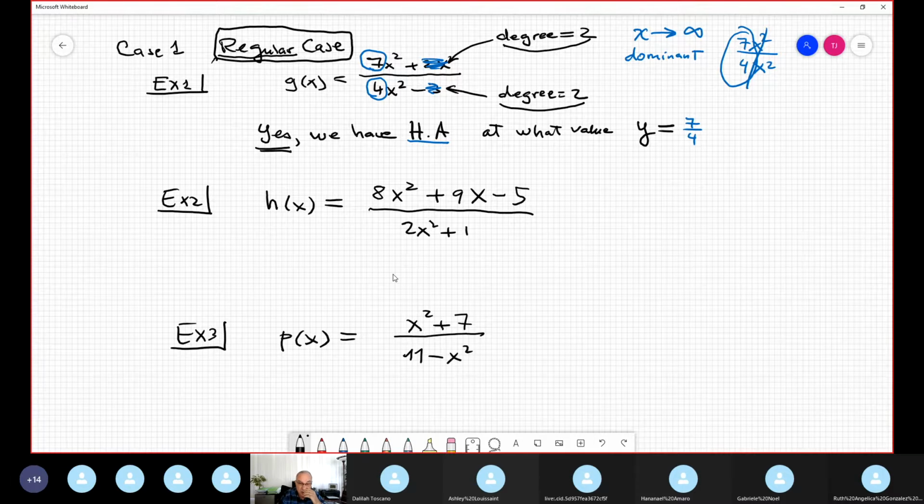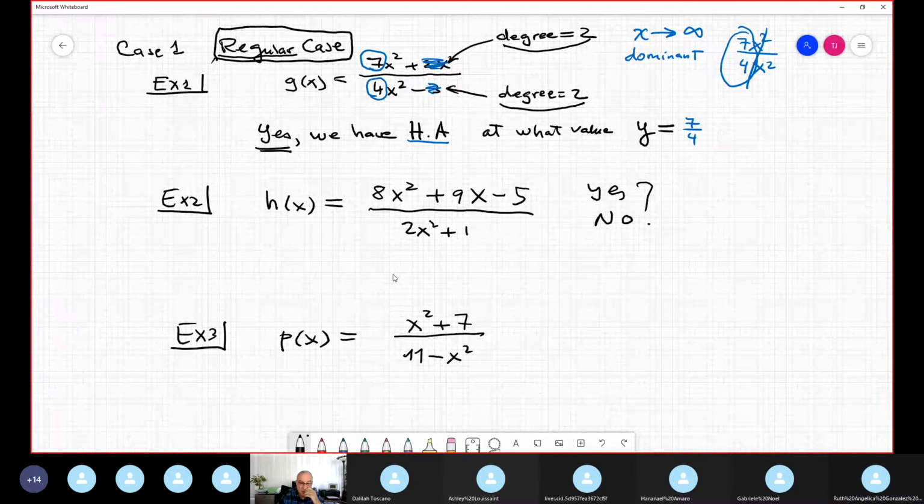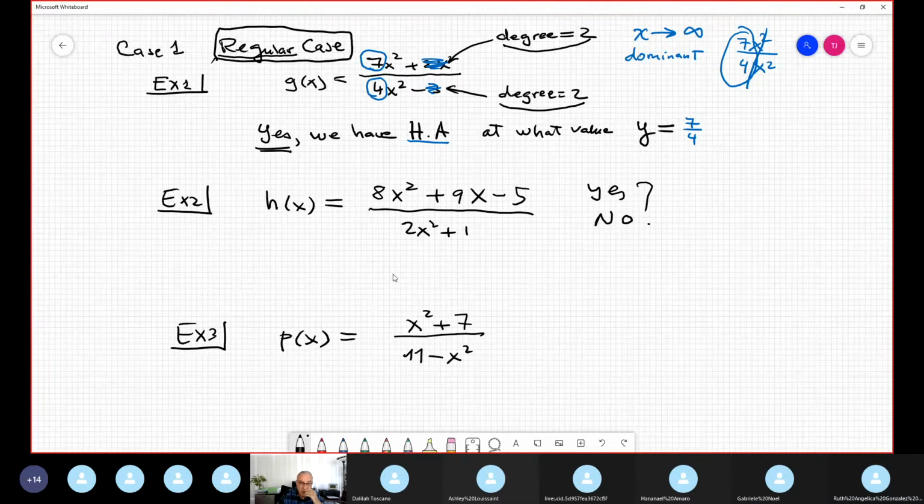What do you think about number 2? Do we have one or not? Yes or no? Answer me. Yes. What is the reason? What is the justification? Okay, the answer is yes. Okay, I agree. Why? Because the degree of the polynomial in the top is 2, and the degree of the polynomial in the bottom is 2. Same degree. We are in front of the regular case, which everyone knows very well. And the answer is yes.